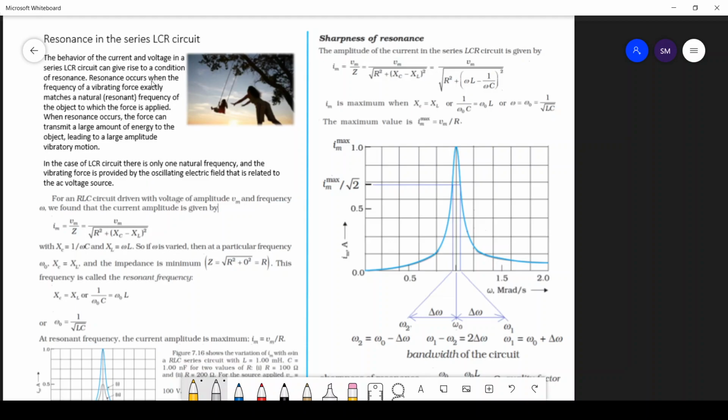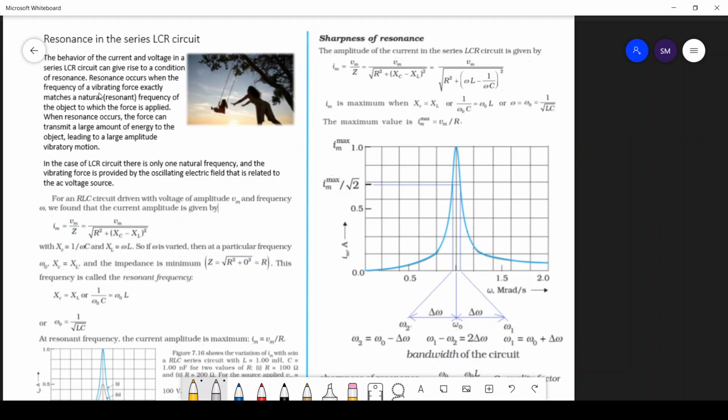Resonance occurs when the frequency of a vibrating force exactly matches a natural resonant frequency of the object to which the force is applied. You can see the example over here. When this lady is pushing this girl, and when this girl comes here, exactly at the same time, this lady pushes her.